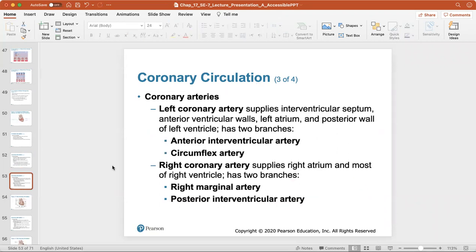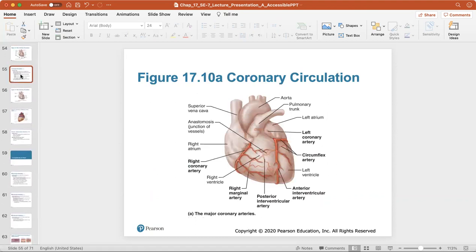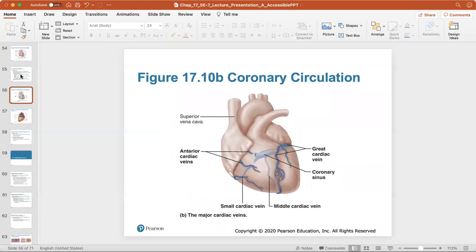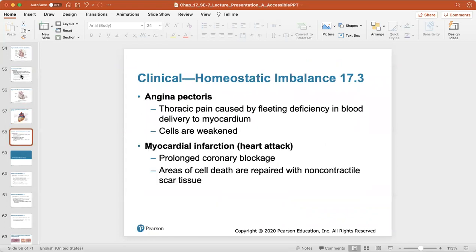Here's the left and right coronary artery and their branches and what they supply, and then just a picture and anatomical review of where they're located. Coronary veins will just collect blood from the capillary beds and empty into the coronary sinus, which empties into the right atrium. So these are the major veins that drain the blood from the heart. Here's a little bit more of the coronary anatomy.